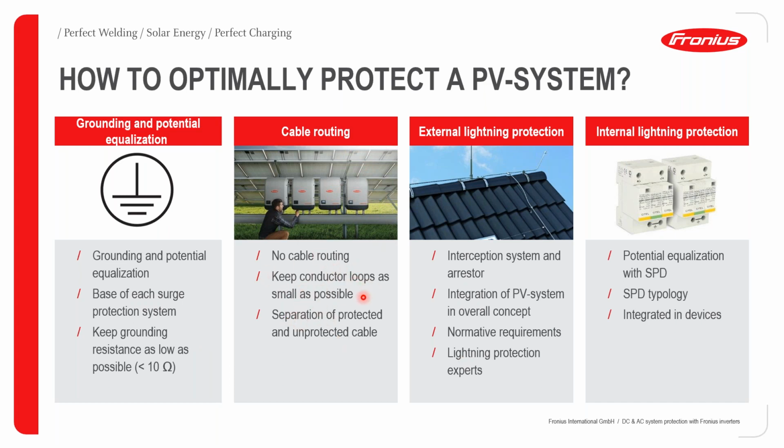Keep conductor loops as short or small as possible, and then have separation of protected and unprotected cables. And this also applies to data cables, especially if you have several inverters connected together. Try as much as possible to separate the data line cables for Modbus communication or the Solar Net ring from the cables that are carrying the electric current.